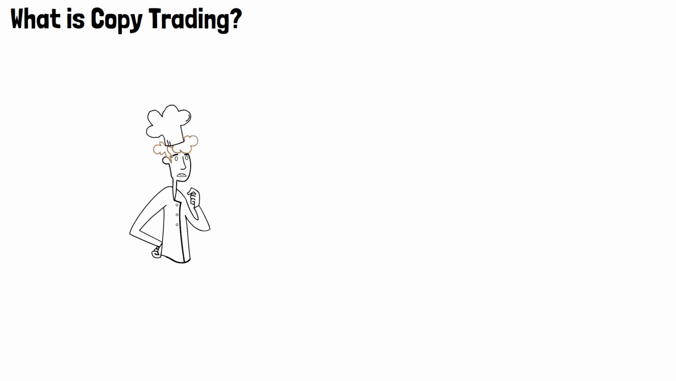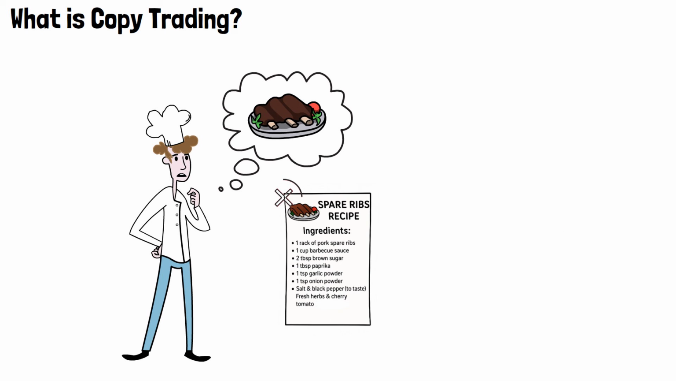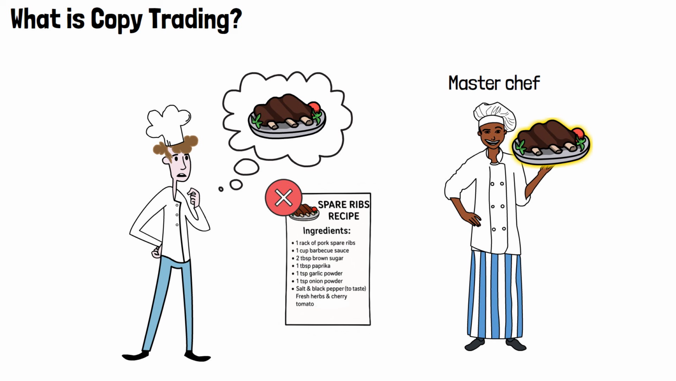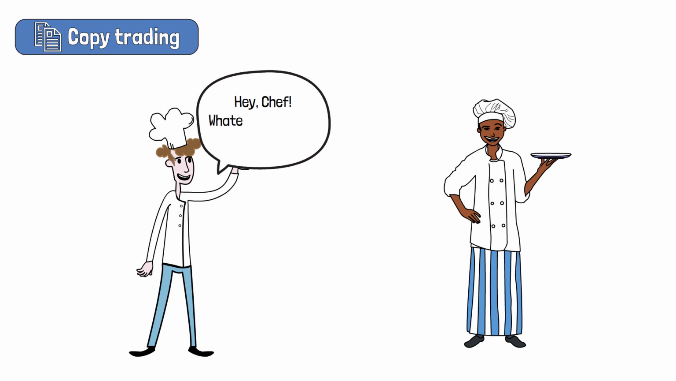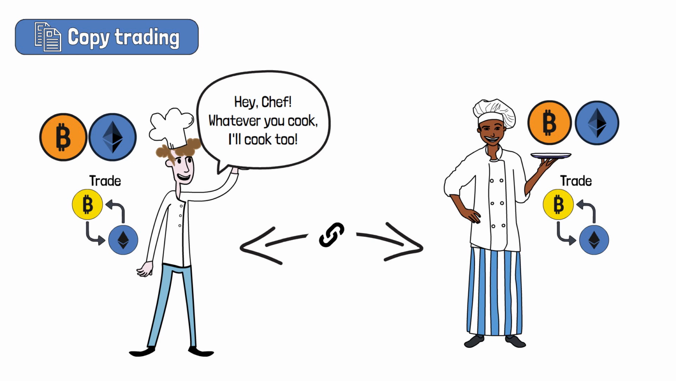Think of it like this. Imagine you're new to cooking and you want to make a complicated dish. Instead of trying to figure out the recipe from scratch and potentially messing it up, you find a master chef who's already perfected it. With copy trading, you're essentially saying, "Hey chef, whatever you cook, I'll cook too." Your account gets linked to theirs, and whenever they make a trade, whether it's acquiring Bitcoin, Ethereum, or any other cryptocurrency, the same trade gets automatically executed in your account.